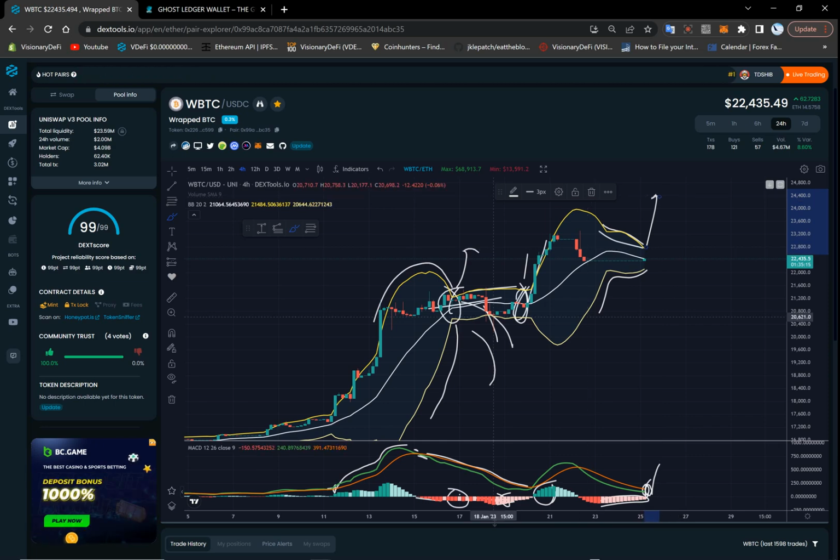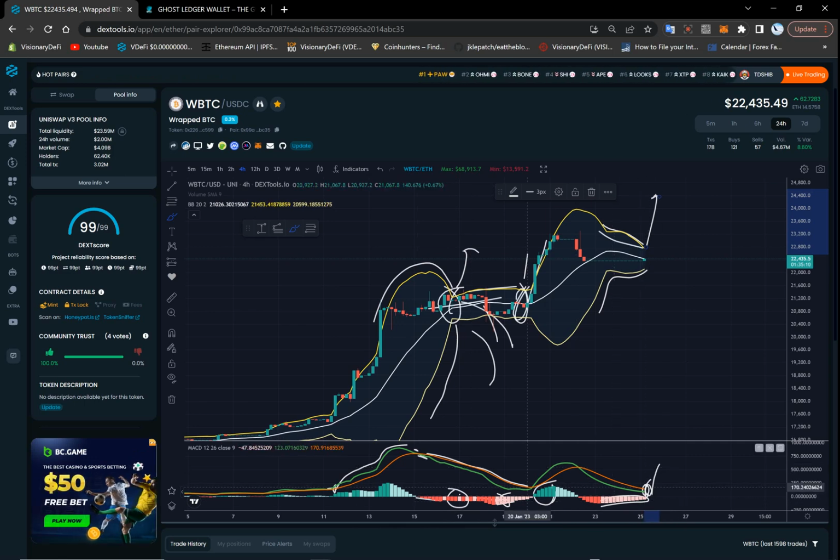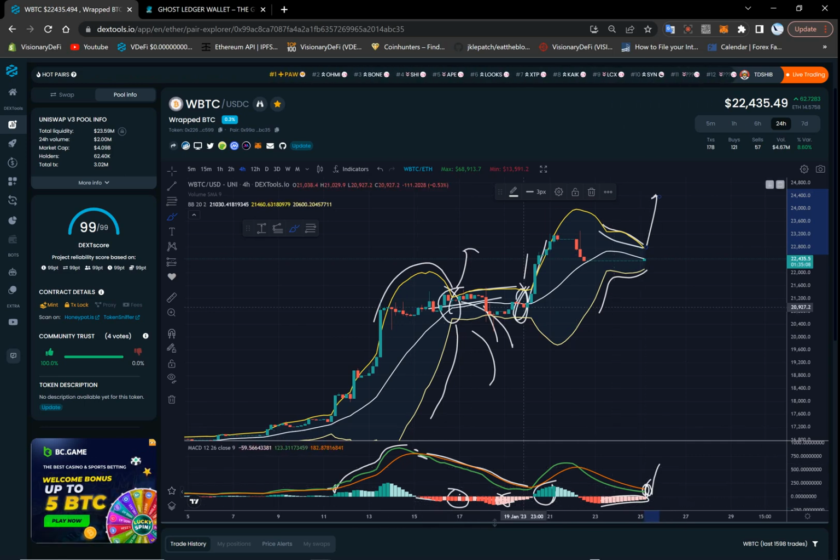So this is how you read the Bollinger Band. It's very simple. And also the MACD. So let's clean the chart up a little bit.